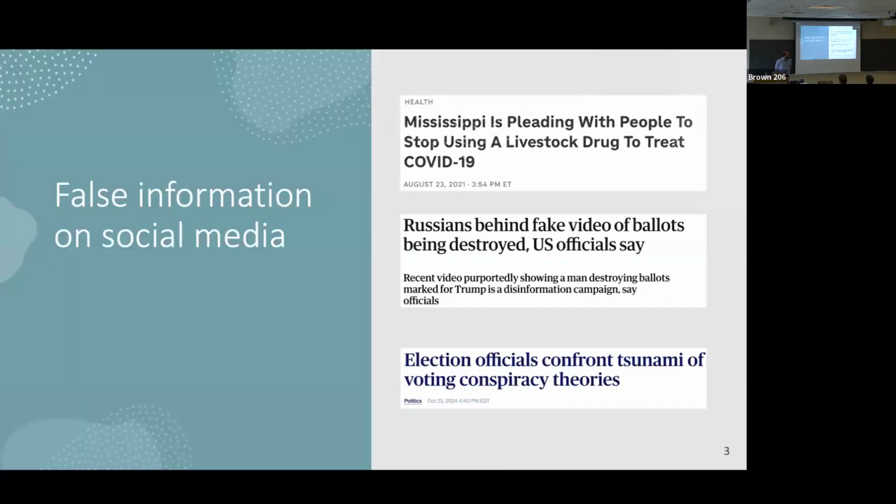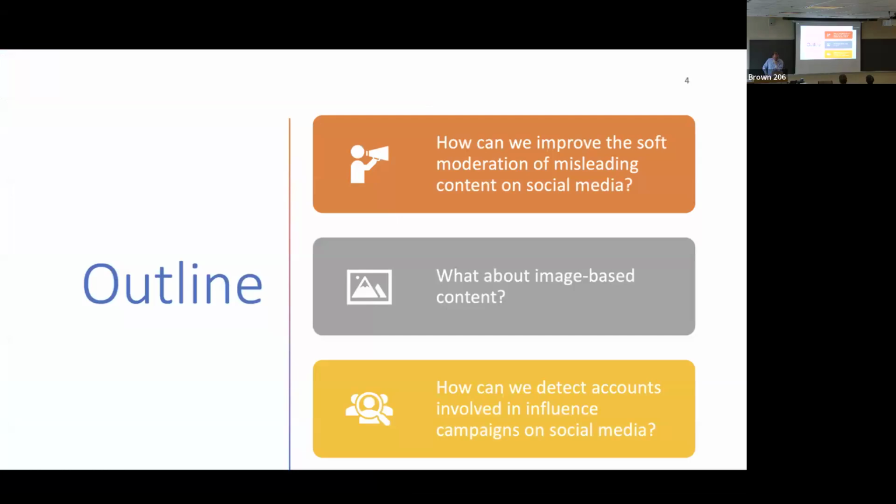But today I want to focus on the problem of false information on social media. This has become a big societal problem, and it's also very topical given that we have an election coming up next week. We've seen issues with false or debunked medications being advertised on social media. We see state actors trying to push false information, and we see conspiracy theories and so on. So what am I going to talk about today?